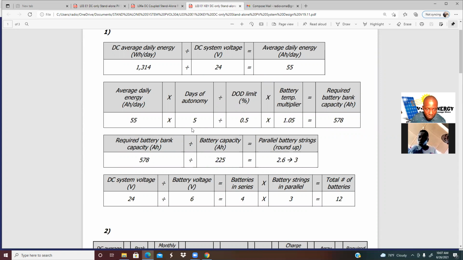Now, the required battery bank capacity amps hour is 578. You're going to divide that by the battery amps. So this is a 225 amps lead acid battery. So you divide it by that. It tells you how many batteries you need, batteries in parallel in string. 2.6. You're going to round it up to 3 batteries. Do you get it?